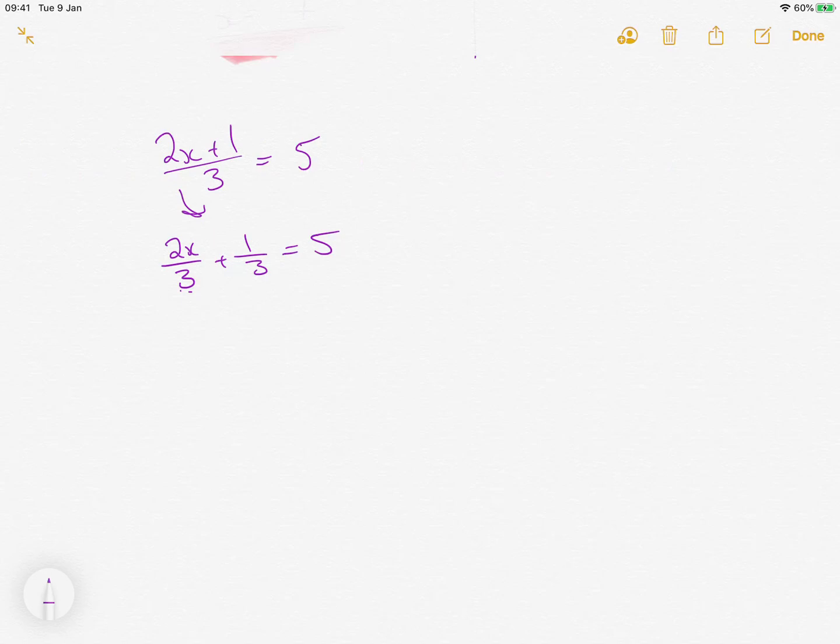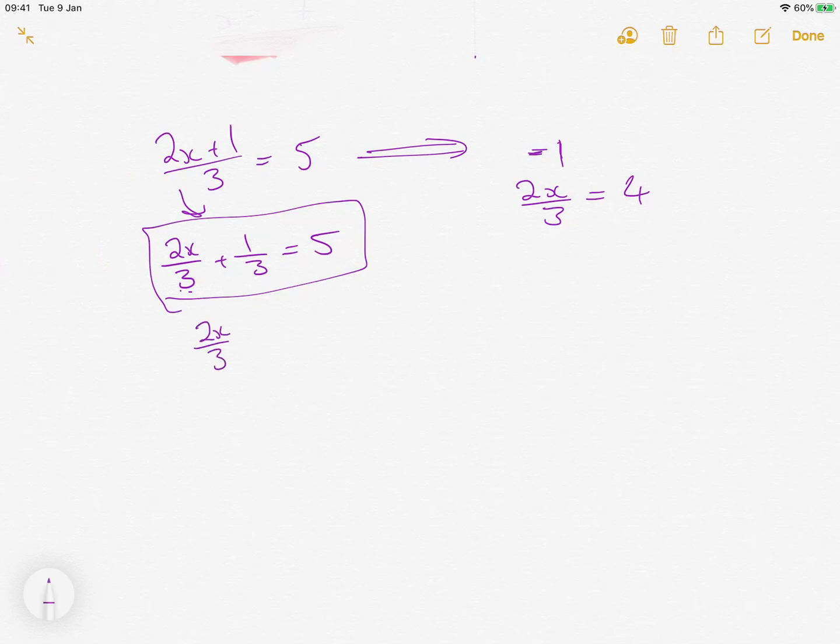Well, if I chose, let's say as my first step, to take away 1 from both sides, you might think that would get me 2x over 3 equals 4. But actually, we can see from the thing I've drawn out here that we're not taking away 1 from both sides. We'd have to take away 1/3 from both sides, which isn't really that easy to do. So we want to make our lives nice and easy. Because now look, I'm getting a fraction on the right-hand side, still got a fraction on the left, and it just becomes tricky to deal with.